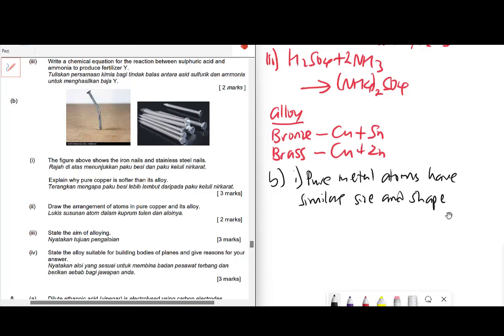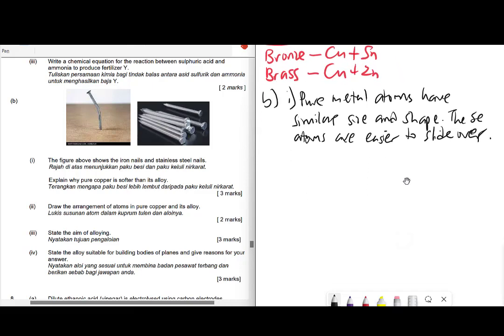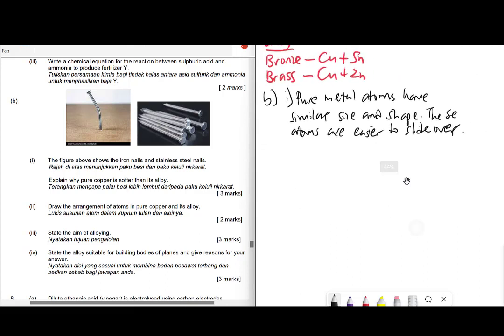Okay, so you just say that the atoms are easier to slide over. Okay, that's it, straight to the point. So they are easily able to slide. Therefore, they are considered softer. They are not harder. Alloy is harder compared to pure metals. Okay, put it smaller here. All right, we go on to the next question here.